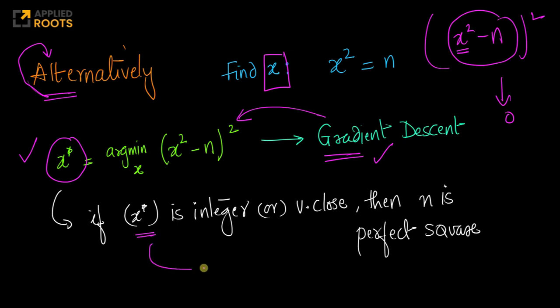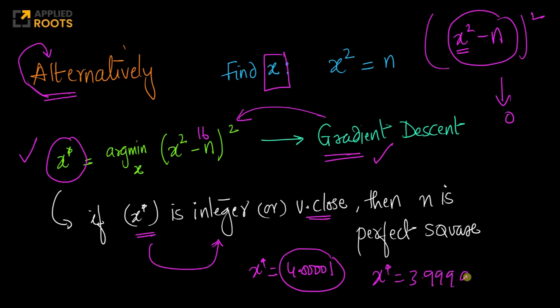Now, if x star is an integer, or very, very close to an integer, for example, if your n is 16, you might get your x star as 4.00001, something very small like this, or you might get x star equals 3.999999. So just check that. Just try to find the integer closest to this. And if that integer square equals your n, then it's a perfect square, or else it's not.